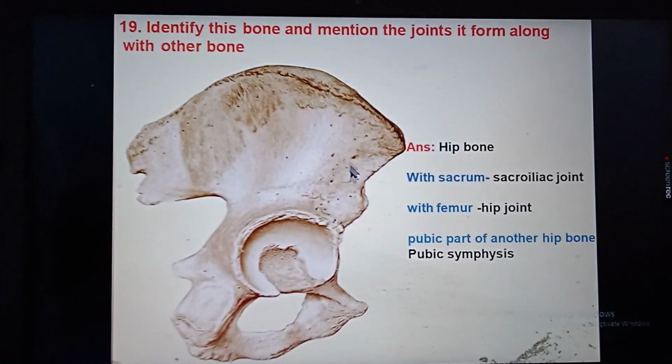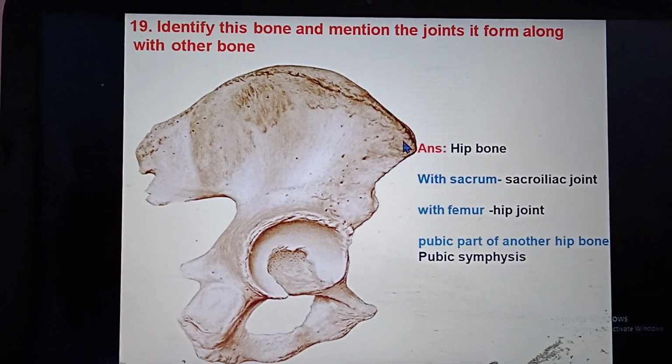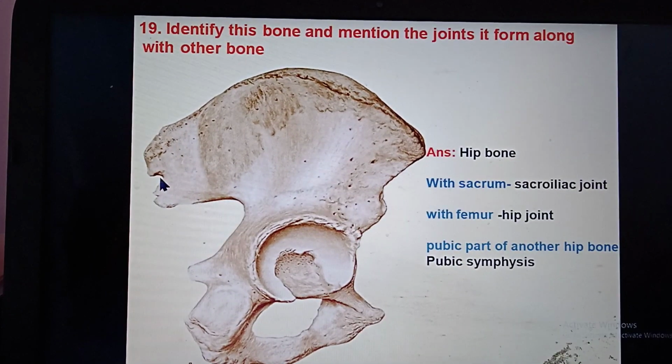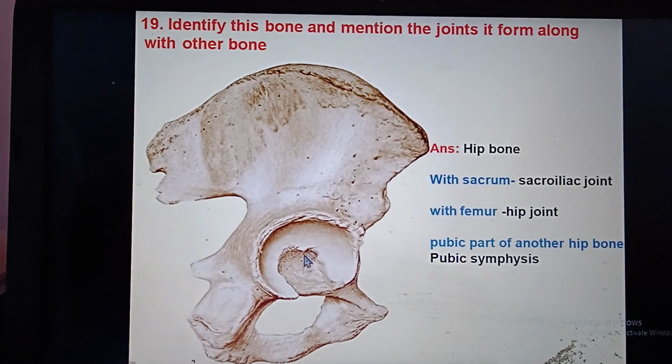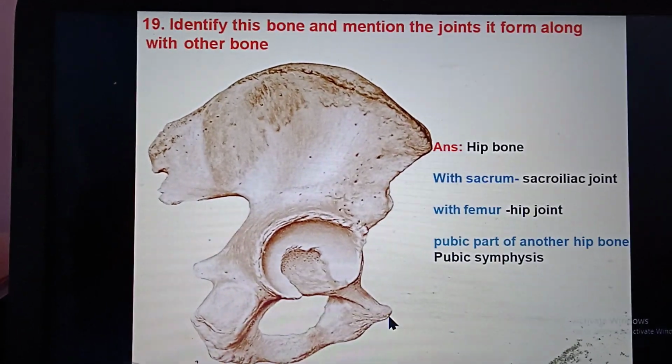Identify this bone and mention the joints it forms along with other bones. This is the hip bone. With the sacrum it forms the sacroiliac joint. With the femur it forms the hip joint, and with the pubic part of the other hip bone it forms the pubic symphysis.